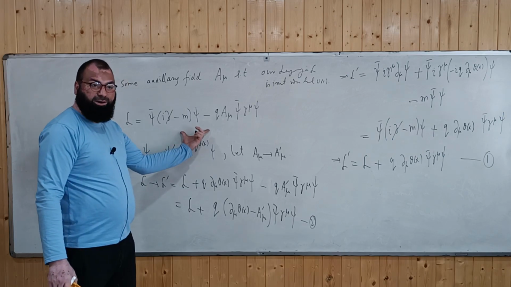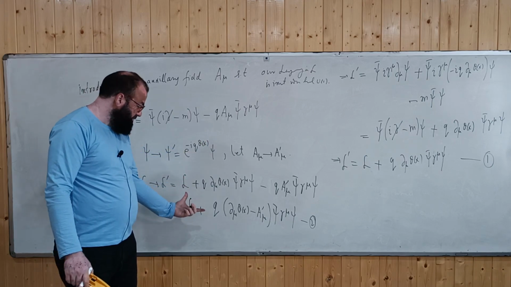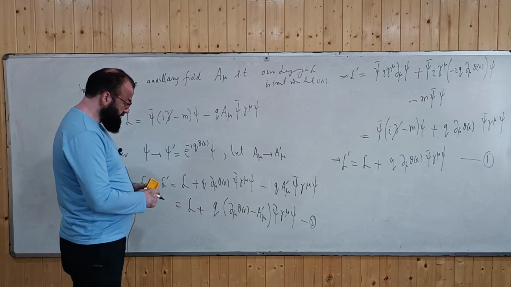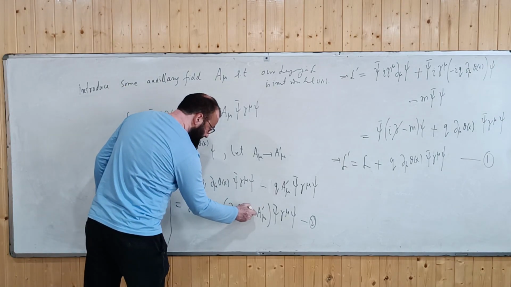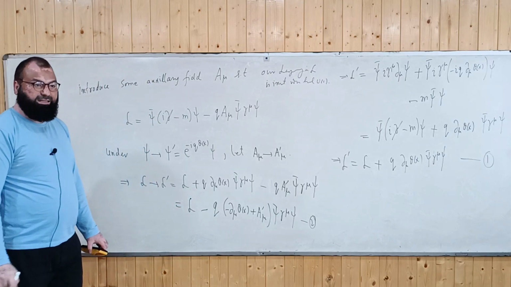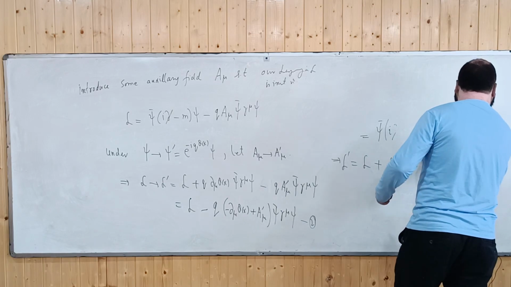Now, what is our original Lagrangian? This total term we want to be invariant. That means out of this thing, I should get this back. So I can take this minus out. Let's take this as plus, so make this as a minus.